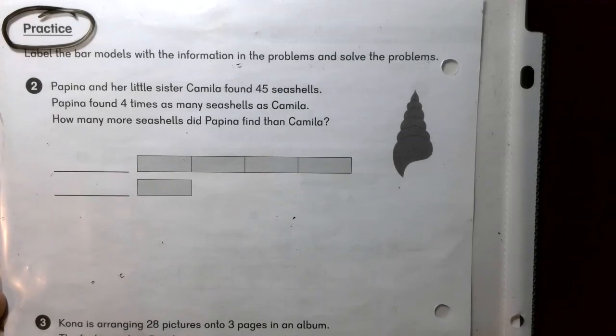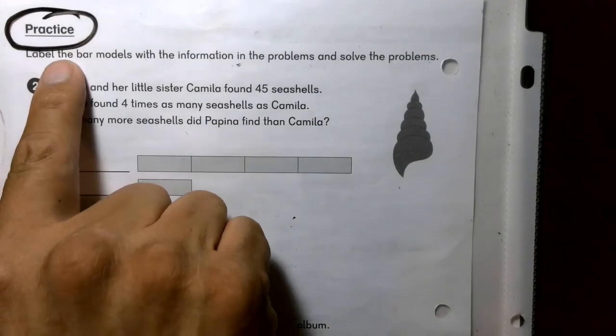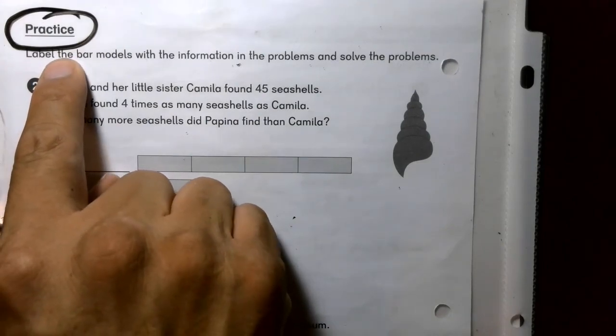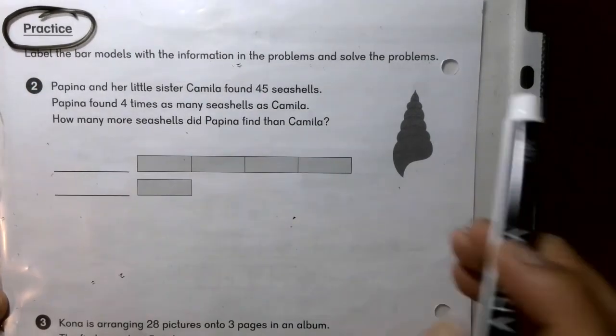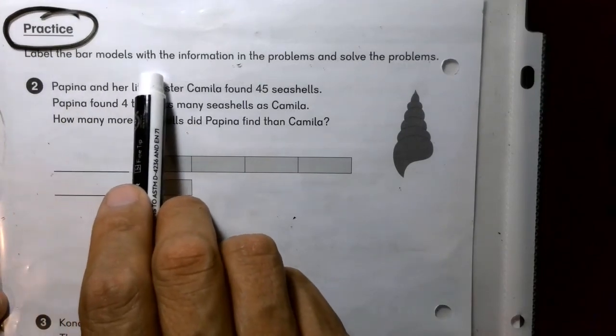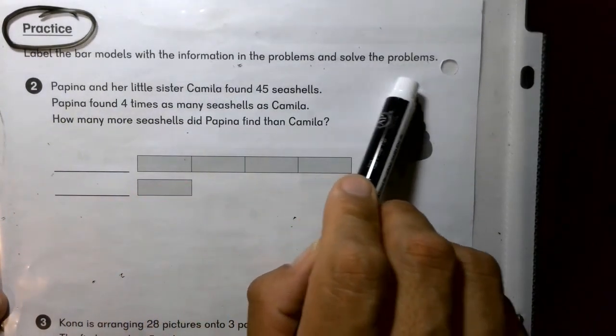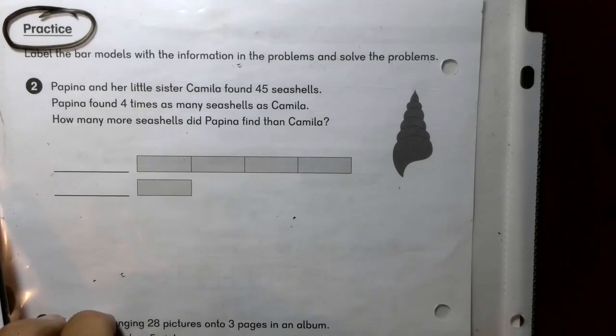All right, we're here on the practice section in our workbook. And remember, you're responsible for the practice part. This is the part that you guys need to take pictures and upload. So let's read the directions. It says label the bar models with the information in the problem and solve the problems. Number 2. Here we go.